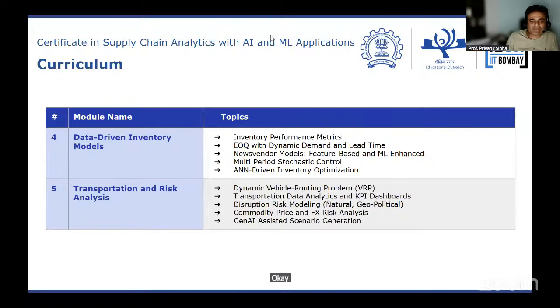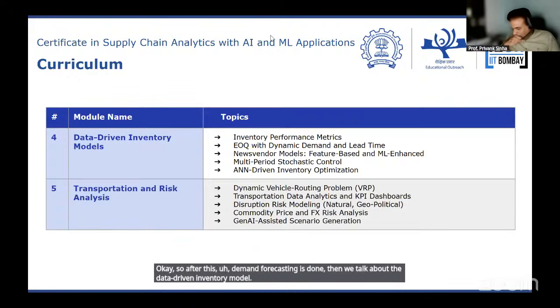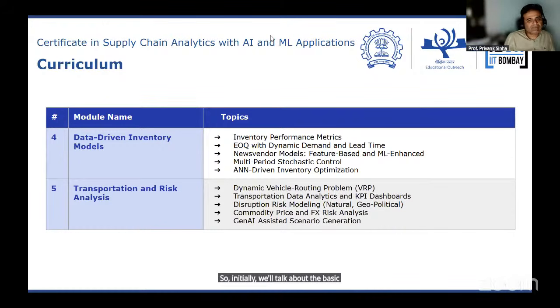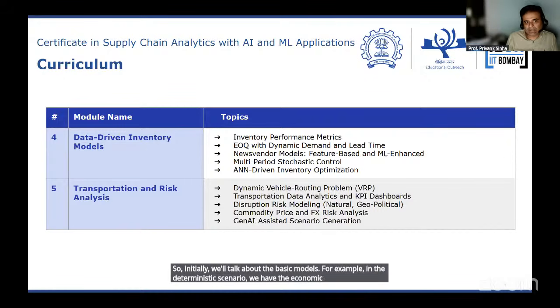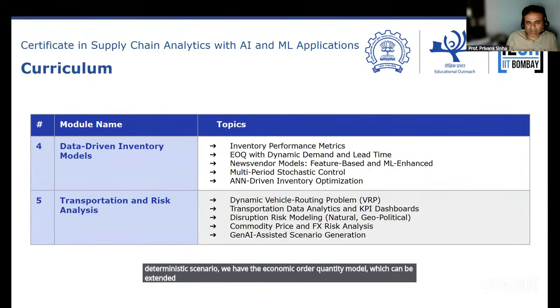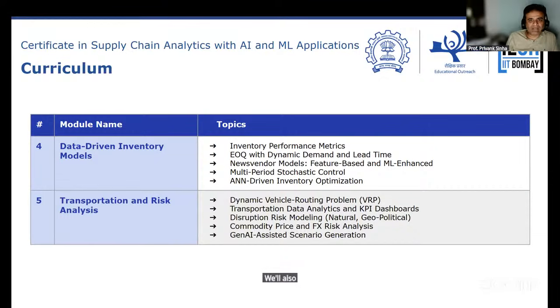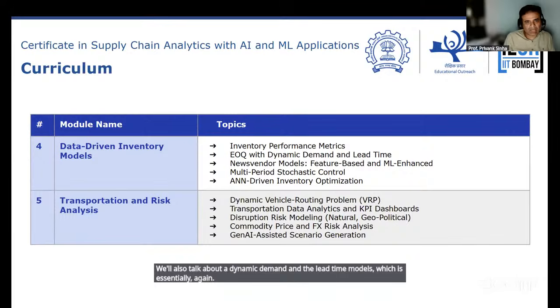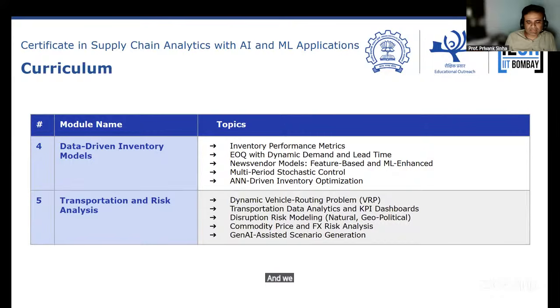Okay, so after this demand forecasting is done, then we talk about the data-driven inventory model. Initially, we'll talk about the basic models. For example, in the deterministic scenario, we have the economic order quantity model, which can be extended, and we'll talk about various extensions of the EOQ model. We'll also talk about the dynamic demand and the lead time models, which is essentially, again, a deterministic model. And we'll also, in some sense, talk about the multi-echelon inventory problem.